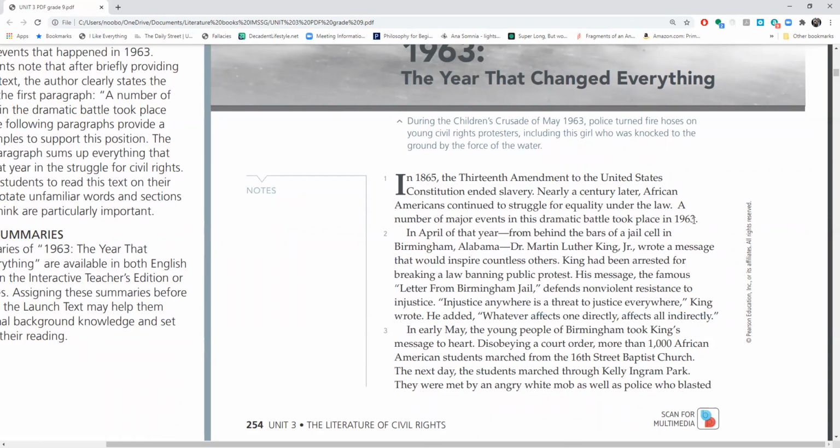Okay, so we're starting here with this paragraph. In 1865, slavery had officially ended in America. And almost 100 years later in 1963, Black people were still treated like slaves. Not quite like slaves, but they were still not treated with respect or given as many rights. They were still treated very, very poorly.